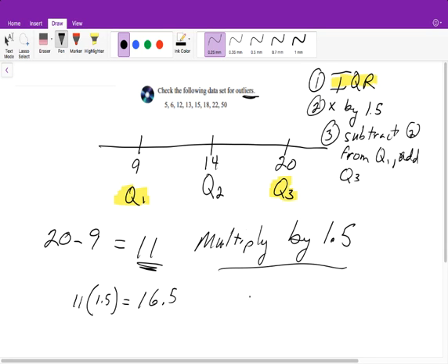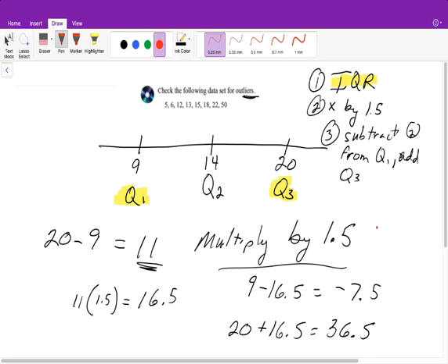So we will then take 9 and we subtract 16.5 from it. That is negative 7.5. And then we take our third quartile, 20, and we add 16.5 to it, and that's 36.5. So if we have any values that fall outside of this range, so that are outside of negative 7.5 through 36.5, so if we have any values that fall either to the left of this or to the right of this, that means they are an outlier.